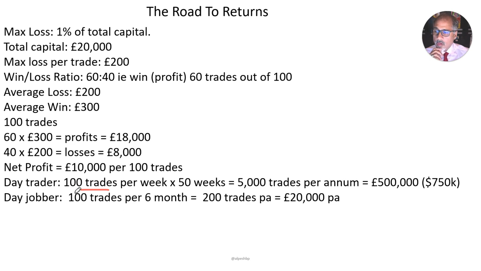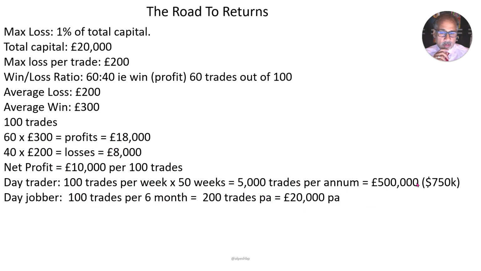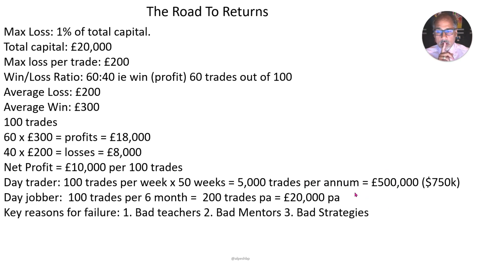Okay? So you do 100 in 6 months, 200 per annum, which at this number gives you £20,000 in a year. Not 500,000, you're right. Not even 10% of that. It's about 4% of that, okay? Let's say you did 4%. That makes for a good business plan. Let's say you did 2%, £10,000 in a year. Be happy with that. What did Bill do?